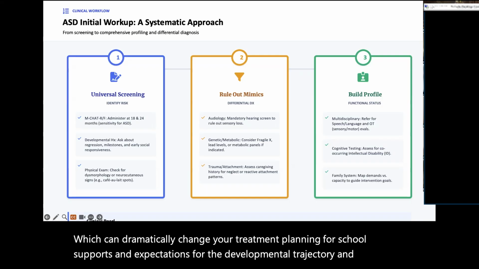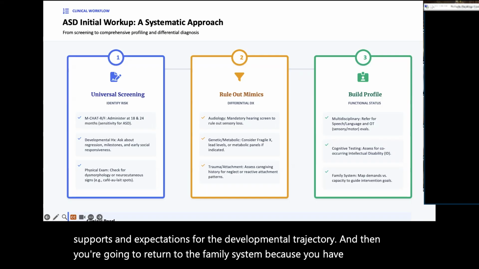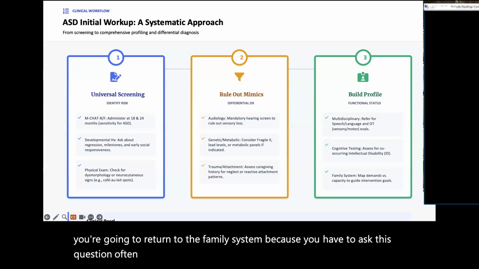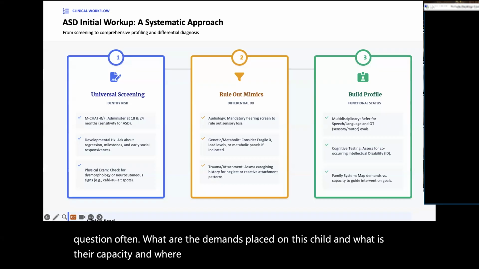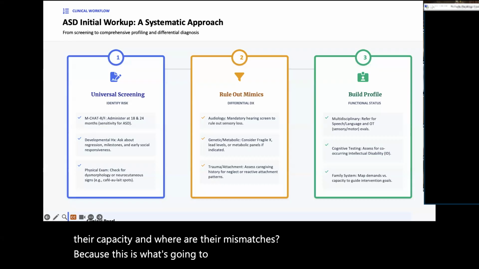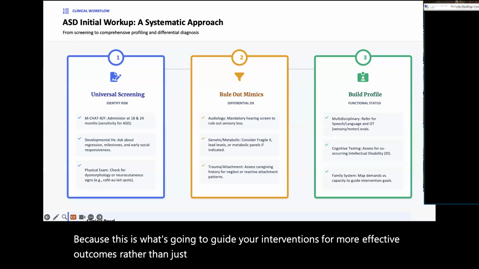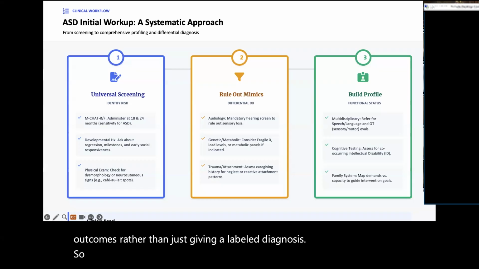And then you're going to return to the family system because you have to ask this question often. What are the demands placed on this child? And what is their capacity? And where are their mismatches? Because this is what's going to guide your interventions for more effective outcomes, rather than just giving a labeled diagnosis and adios.